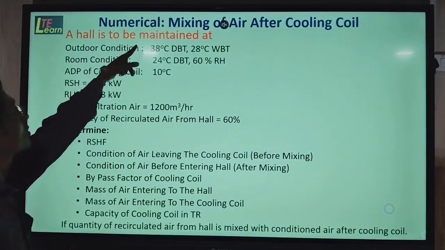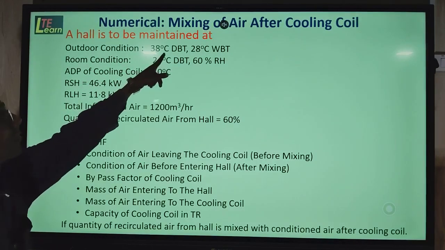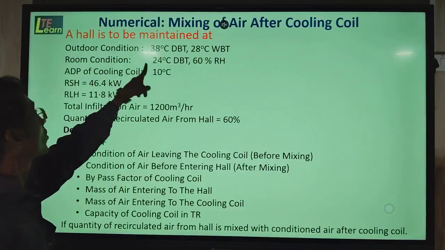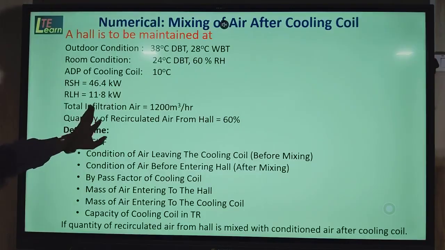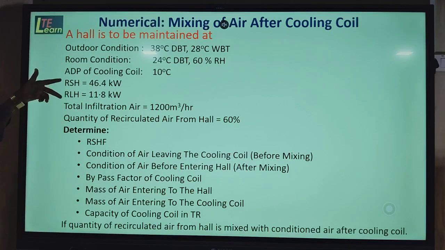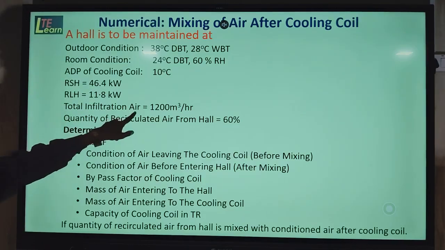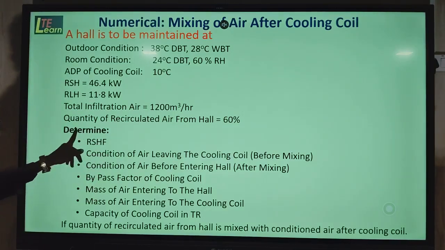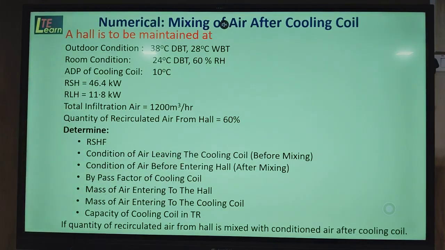Here a hall is given, air conditioned. Conditions of outdoor and room air are given: DBT and WBT outdoor, and DBT and RH indoor. Apparatus dew point of cooling coil is given. Heat content in the room sensible and room latent heat are given in kilowatt. Infiltration air is given in meter cube per hour, and recirculated air is given as 60%. And these are the parameters we have already discussed that we have to determine.